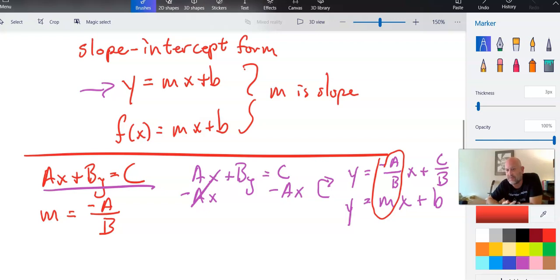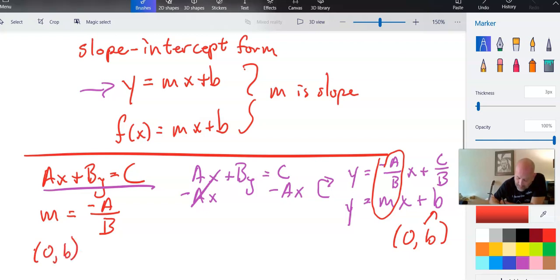Right? And we haven't talked too much about intercepts here, but this number here, if we plug in 0 for x, y is equal to b, which means that this b here tells us that the point (0, b) is a solution to this line, right? And a solution means that it's a point on the line. So the x-coordinate is 0. That means b is the y-intercept. So the point (0, b) is the y-intercept.